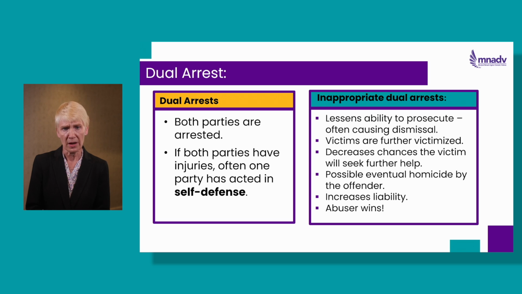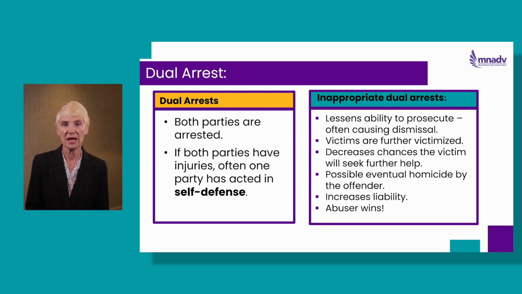Why do we care about the problem of dual arrest and intimate partner violence cases? Well, we care because if one party has acted in self-defense, which we're going to learn more about in a minute, this means that the victim is being wrongfully arrested. Unfortunately, these are not situations where we can let the prosecutor or court figure it all out because the damage is already done when that arrest is made. It is very hard to unring the bell.